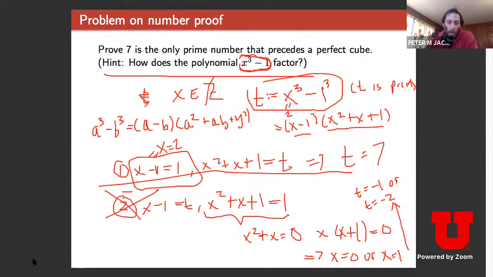So it's 3:45, but I'll stick around if you guys have questions about this problem. And otherwise, that's the end of today's problem solving session. But I'll stay for a couple minutes in case there are questions.